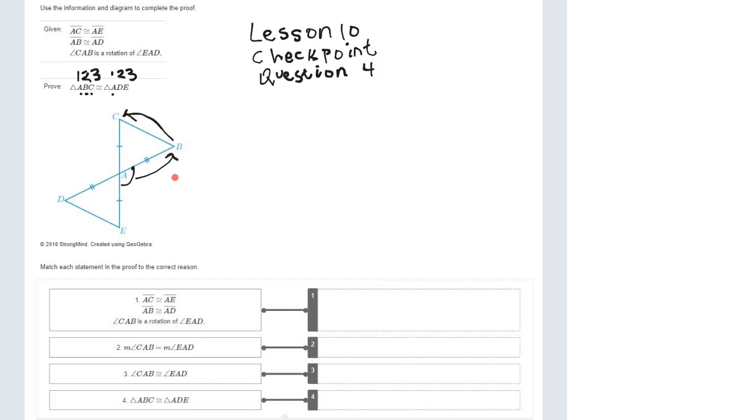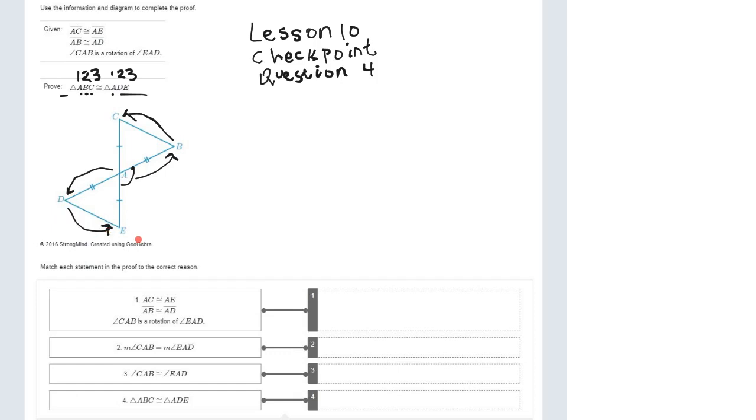Left to right. So now this is like an English sentence, but it's math symbols, left to right: A, B, C. The next one, A, D, E.